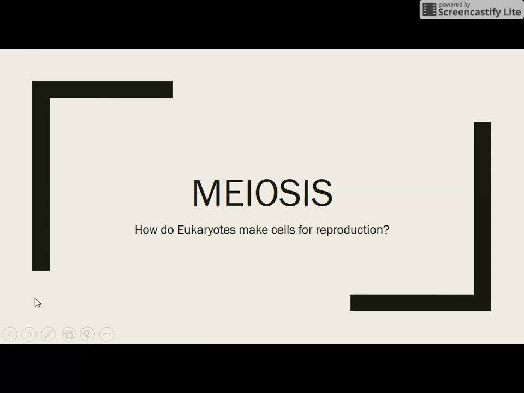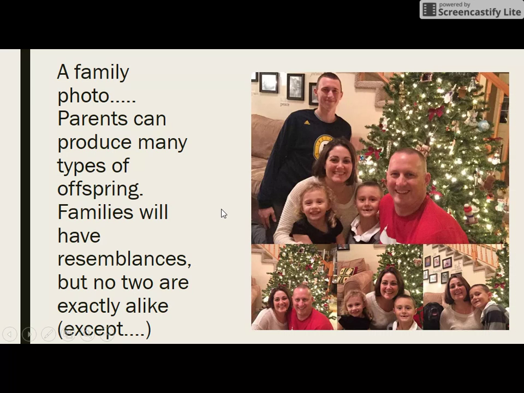So we're going to take a look at a family photo, and parents can produce lots of different types of offspring. You really will see some resemblances, but really no two are going to look exactly alike. And that's going to be explained today through the process of meiosis. So I do want to make sure we point out an exception to that rule, and that is if there are identical twins. But in this family, there are no identical twins present.